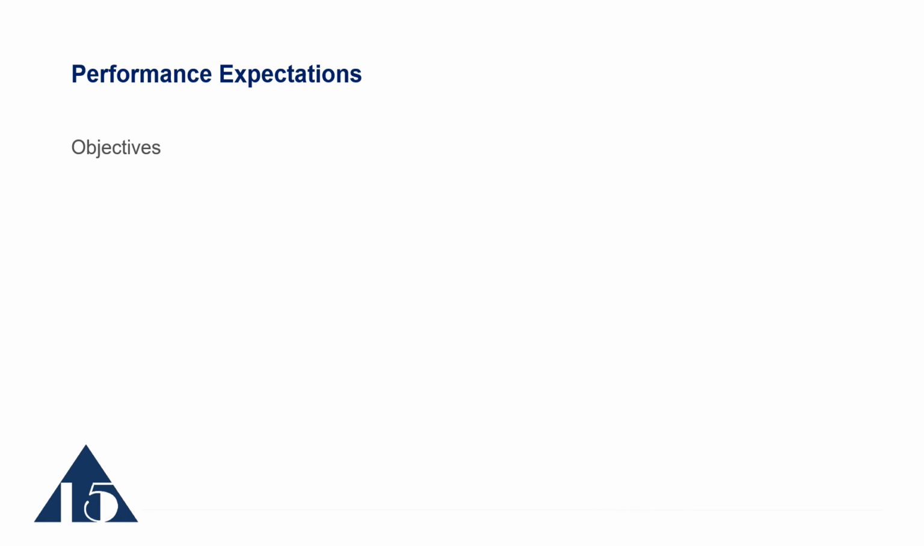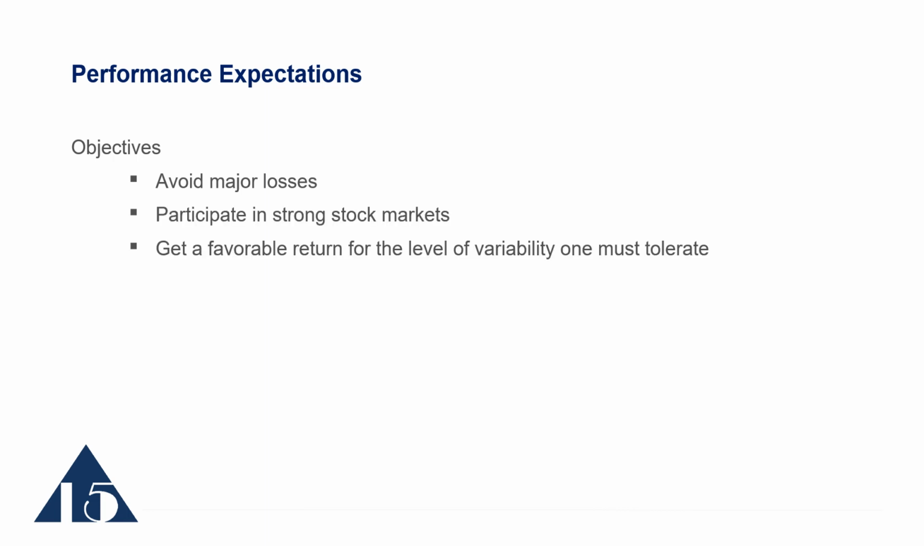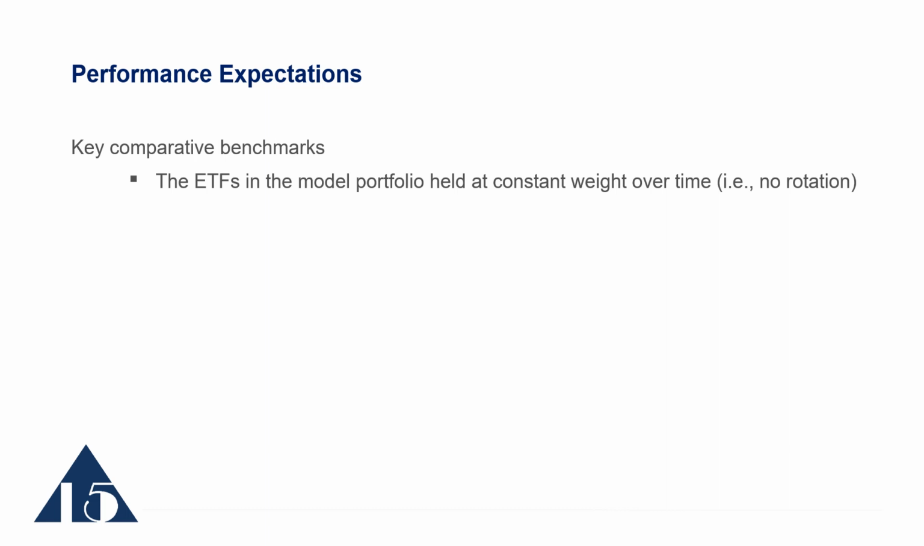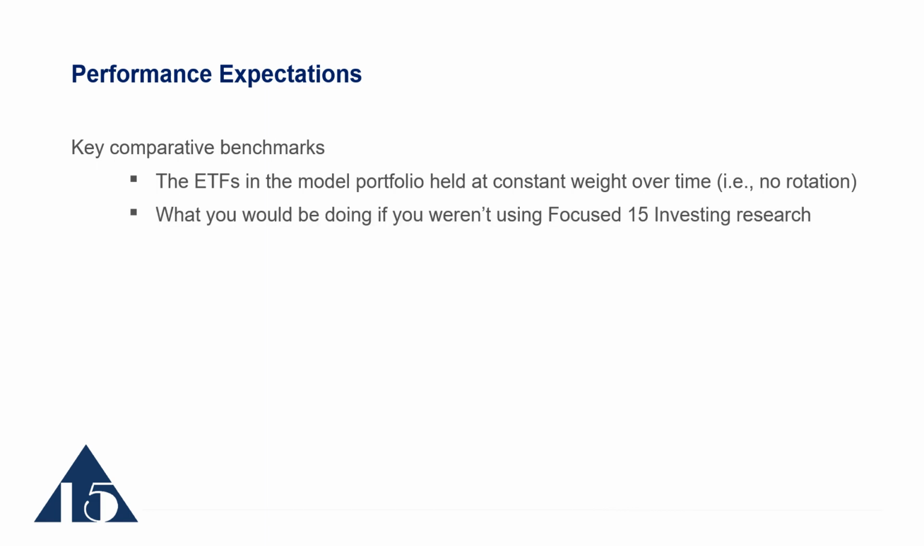For most Focus 15 model portfolios, the objectives are to avoid major losses and to participate in strong stock markets. And finally, to get a favorable return for the level of variability or volatility that one must tolerate to get those higher returns. The key comparative benchmarks that we show in the Focus 15 publications are the ETFs in the model portfolios held at constant weights over time, and I've referred to that in other videos as the upper risk mix.